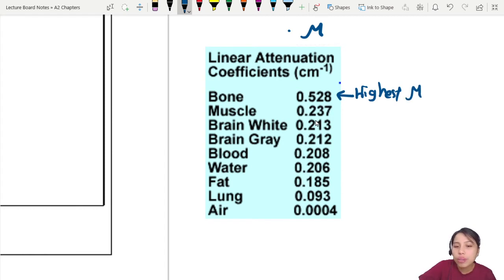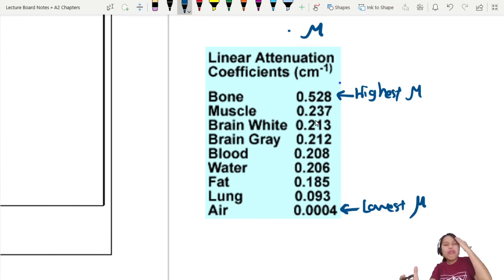Which one is the lowest? Air. Air you don't even see on the X-ray film. Air is the lowest mu. So on a film, very few X-rays can go through the bone and reach the other side. But in air, everybody just flies through. So that's the mu that you can draw here.